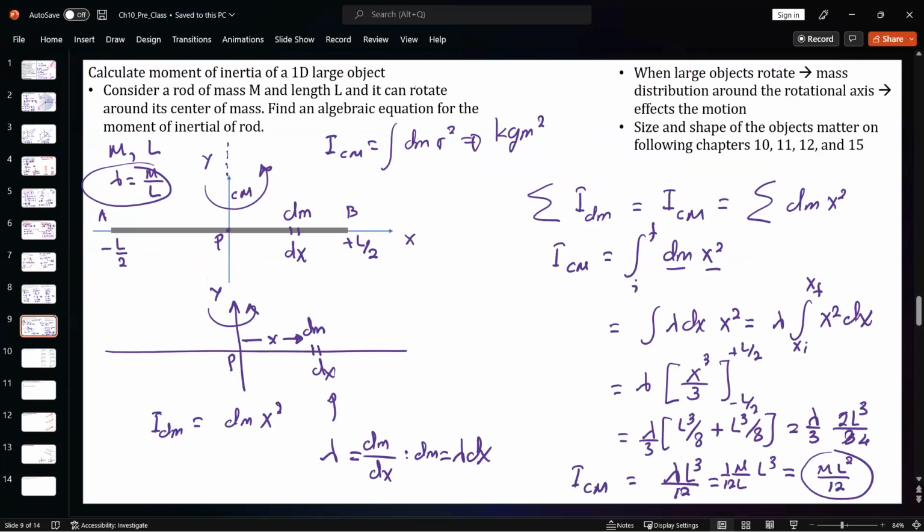What's different is that parameter, 1 over 12, which depends on how the object's shape looks. That's the idea here. For the next few chapters, when we're talking about large, extended objects, chapters 10, 11, 12, and 15, we are treating the object as large, so its type and size matter. As a result, all of these parameters will affect things, mainly the moment of inertia, which is the first parameter affected.